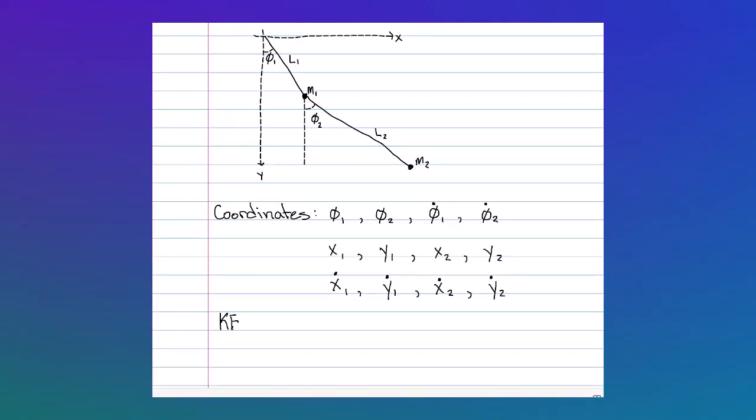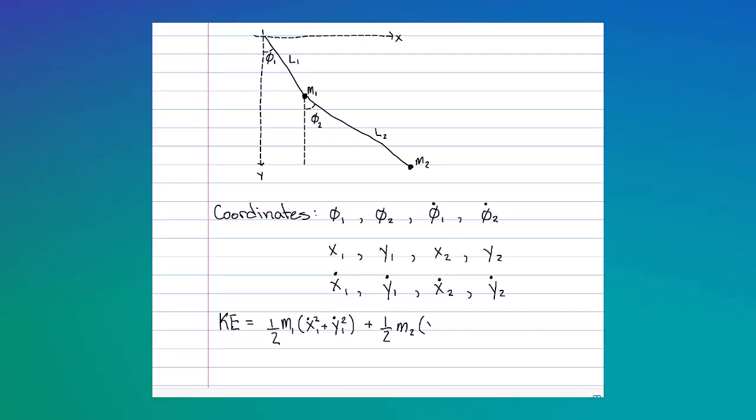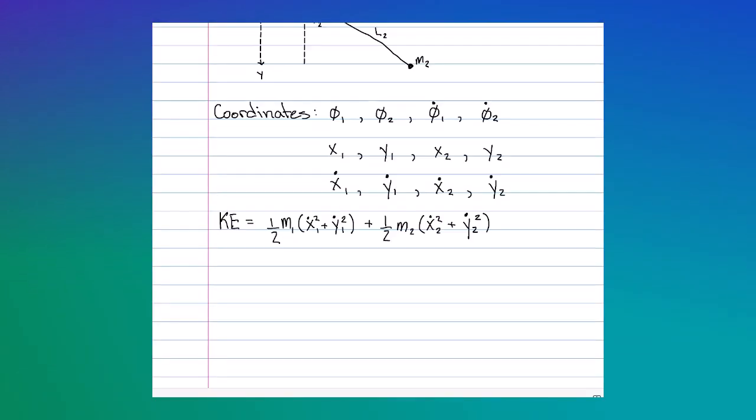Now that we've determined the coordinates, we can write the kinetic energy in terms of the Cartesian coordinates. Using the Cartesian coordinates as a starting point is simple because it always has the same form. We have 1/2 m1 times x1 dot squared plus y1 dot squared, and 1/2 m2 times x2 dot squared plus y2 dot squared.